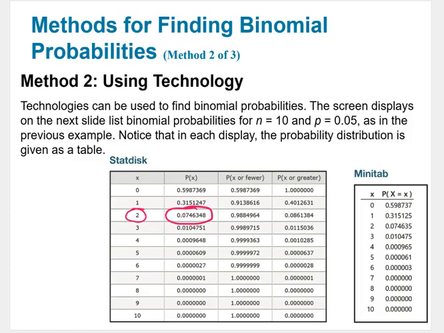Because we want 2 successes, it's that. If you want 2 or fewer, you would go to this line. If you want 2 or greater, you would go to this line. So it tells you everything you need to know. Minitab, same thing.